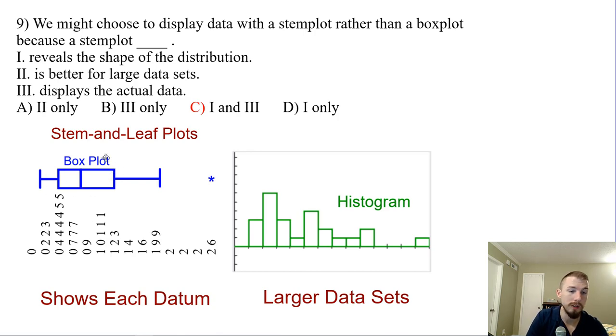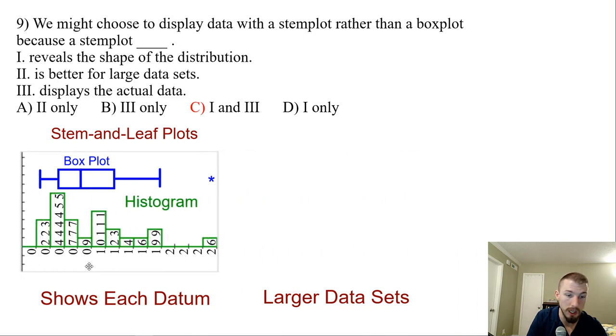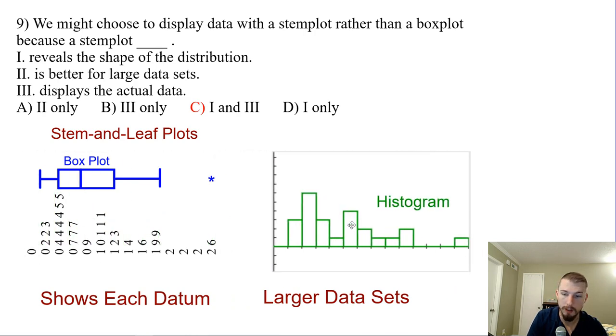Well, the box plot is just a summary of the data. It doesn't really show us the actual shape of the distribution. Also, we don't see the actual data points themselves. And that's also a benefit of a stem and leaf plot over a histogram, even though they show the same general shape of the data. The histogram doesn't show the actual data itself, but a stem and leaf plot will. So, reveals the shape of the distribution.